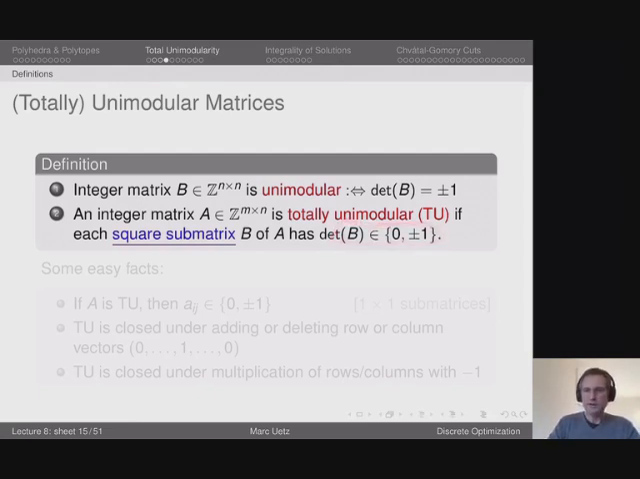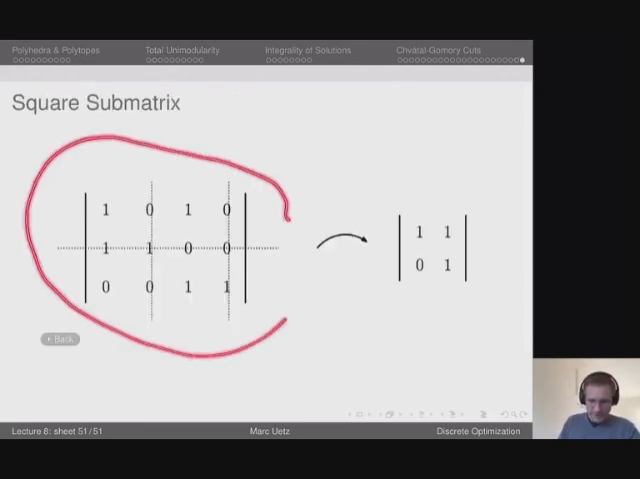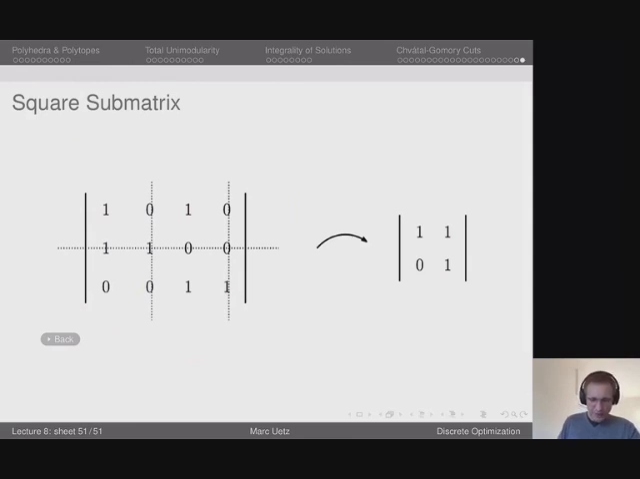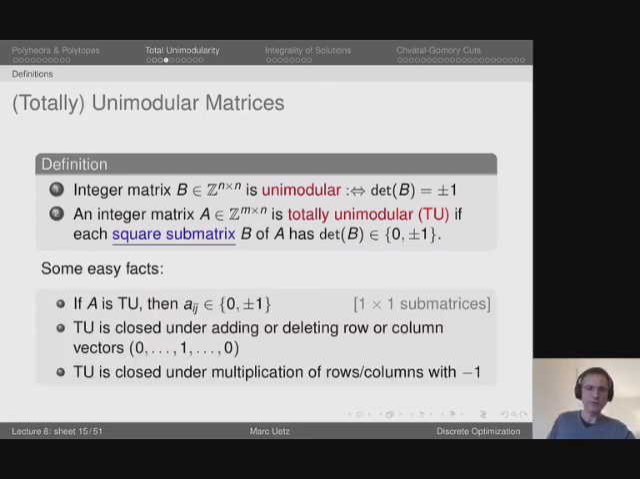So what's a square submatrix? A square submatrix of A, so suppose this is matrix A, then we can just delete rows and columns. So here, for example, we delete 2 columns and 1 row, and thereby obtain a square matrix, namely this one, and the determinant of this square matrix should be plus or minus 1 or 0. That is total unimodularity. So total unimodularity has some implications on the matrix and some properties as well, which I'm not going to prove in this lecture, but you can easily verify that yourself.